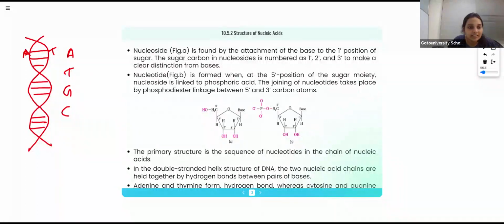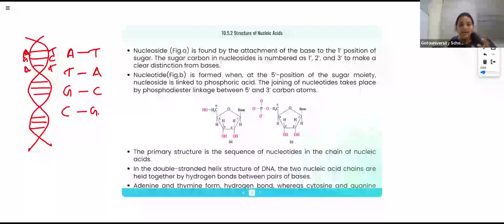Then what about this one? Adenine is combining with the thymine. Thymine is combining with the adenine. Then what about guanine and cytosine? If it is guanine, it will be cytosine only. So the adenine nitrogen base of one strand is forming a hydrogen bond with the thymine base of the next strand. Guanine in the first strand is combining with the cytosine of the next strand by hydrogen bond. Suppose it is adenine here, it will be thymine there. That's how they are forming the hydrogen bonds between the strands.